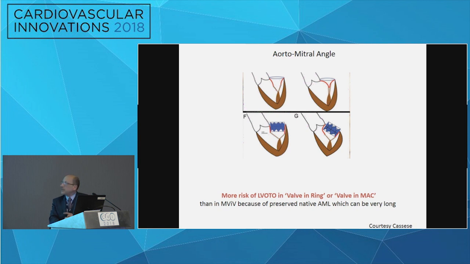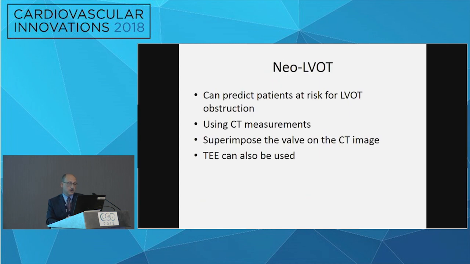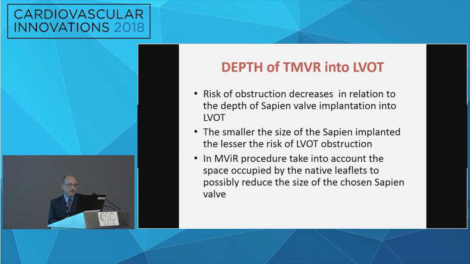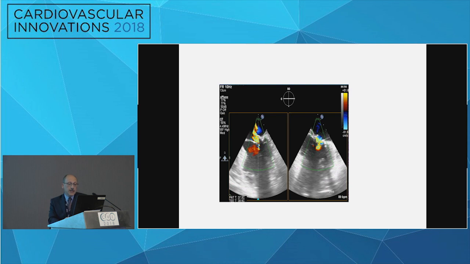Keeping in mind that LVOT obstruction is more common in valve-in-native valves, because the leaflets are usually more redundant. When you have a valve-in-valve, bioprosthetic valve leaflets are less likely to cause LVOT obstruction. The concept of the neo-LVOT has been described, and it can potentially predict who is at risk for LVOT obstruction. We'll skip that. So we did 3 cases using this novel approach, and this is one of the illustrative cases.